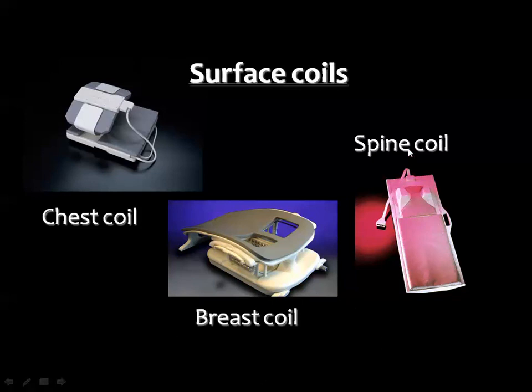So the surface coil of the spine is like this. And the patient lies on this coil as if he is lying on bed. Then the coil is very close to the spine and it cannot move with respiration. And this is the chest coil, where this segment is a little bit elevated away from the anterior chest wall so that it cannot move with respiration. And this is the breast coil. The patient lies prone on this coil, and each breast is put into one of these holes. So the coil is very close to the breast and it cannot move with respiration.